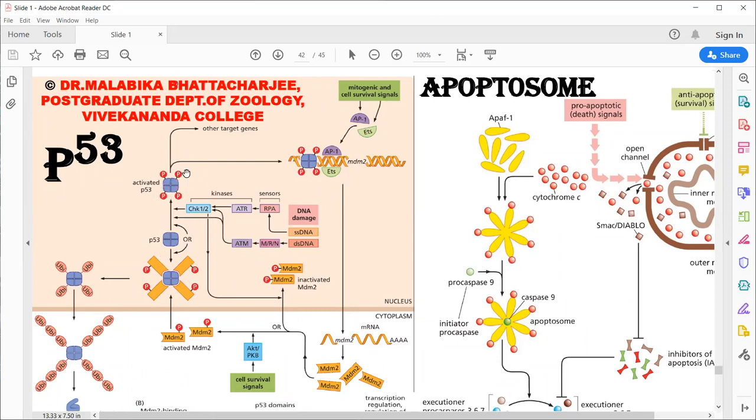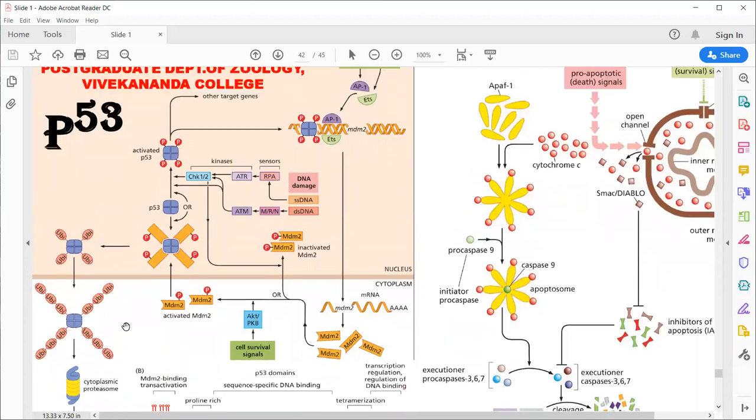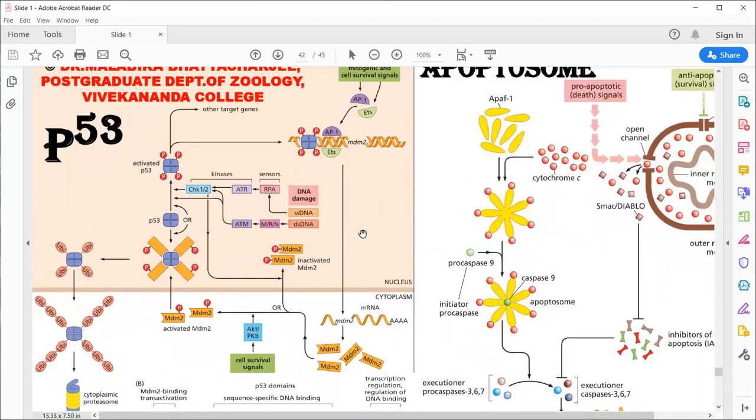So what does p53 do? It's phosphorylated, activated, produces MDM2. The MDM2 represses the p53 activity and ultimately degrades the p53. We should always remember that p53 protein is always being produced by the cell. Now, p53 protein, as I said, has a very low half-life. This is the mechanism by which its half-life is low.